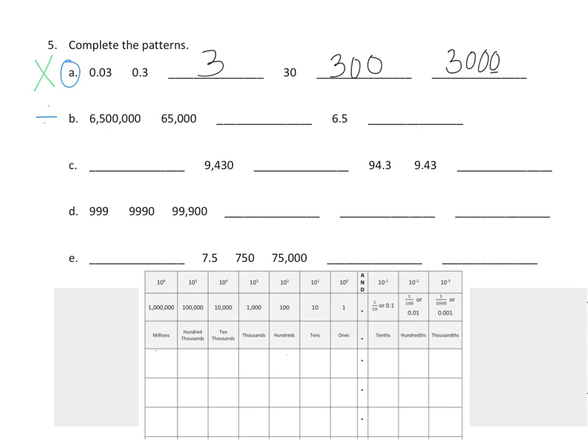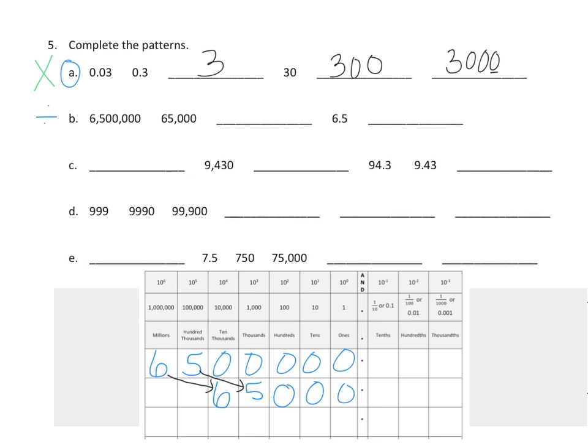So on a place value chart, let's write 6,500,000. The next number is going to be 65,000. So it means 6 in the 10,000s, 5 in the thousands, 0, 0, 0. So let's analyze this. The 6 is moving 2 spots to the right. The 5 is moving 2 spots to the right. All those zeros are moving 2 spots to the right. So that means we're dividing all these numbers by 100.